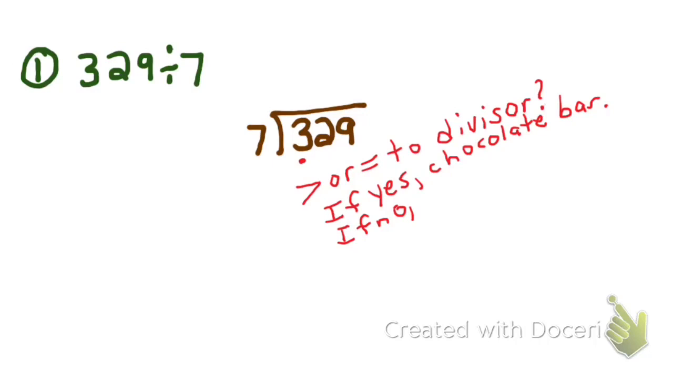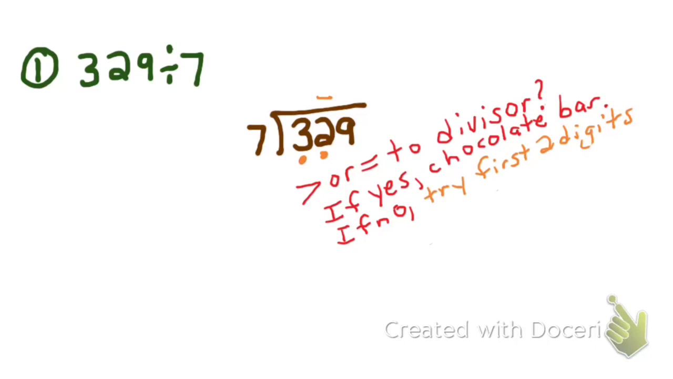So if the answer is no, like it is here, then we look at the first 2 digits in the number. 3, 2 is 32. So that number 32, we ask the question again. Is 32 greater than or equal to the divisor? Is 32 greater than or equal to 7? Yes, 32 is greater than 7. So that means our first chocolate bar will go over that 2.